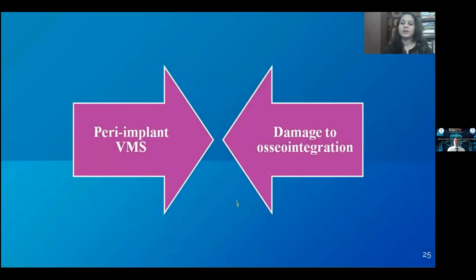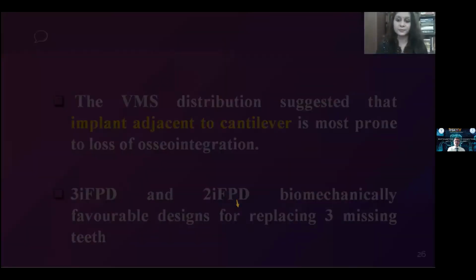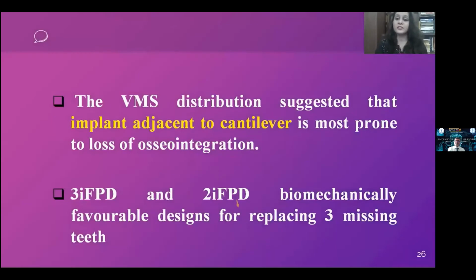A higher peri-implant VMS corresponds to an increased damage to osseointegration. The VMS distribution suggested that the implant adjacent to the cantilever is most prone to loss of osseointegration. And they also commented that 3 implant FPDs and 2 implant FPDs are biomechanically favorable designs for replacing 3 missing teeth.